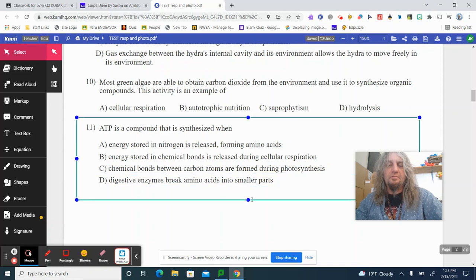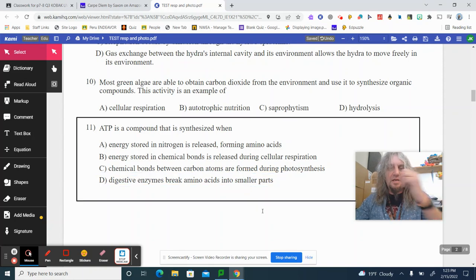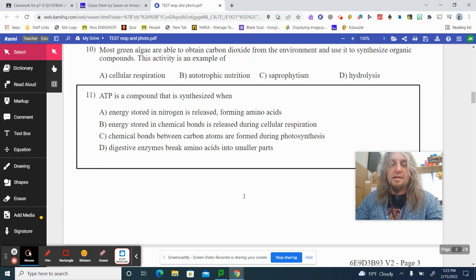Question number 11. ATP is a compound that is synthesized when A. Energy is stored in nitrogen is released, forming amino acids. B. Energy stored in chemical bonds is released during cellular respiration. C. Chemical bonds between carbon atoms are formed during photosynthesis. Or D. Digestive enzymes break amino acids into smaller parts.